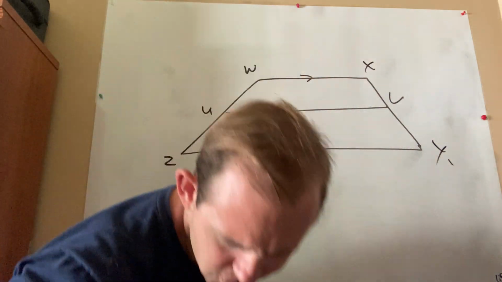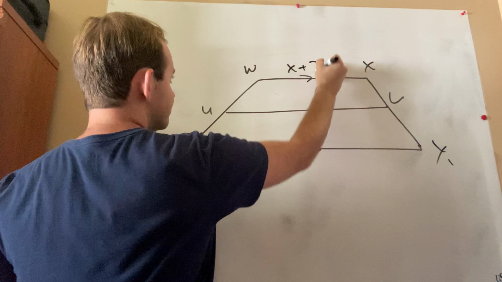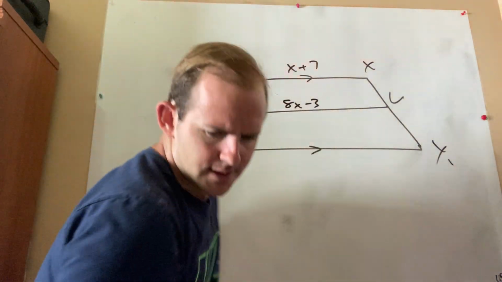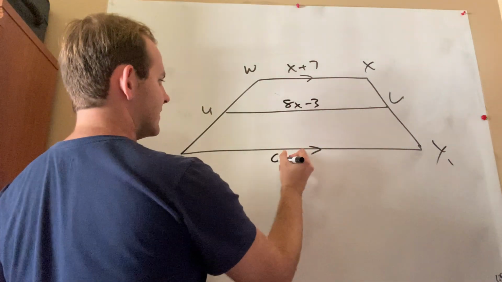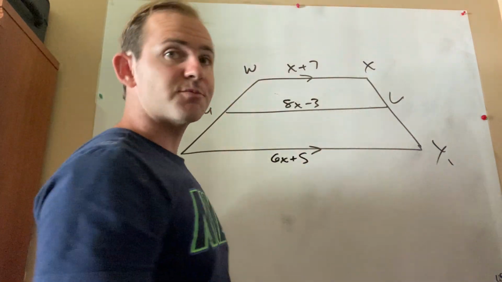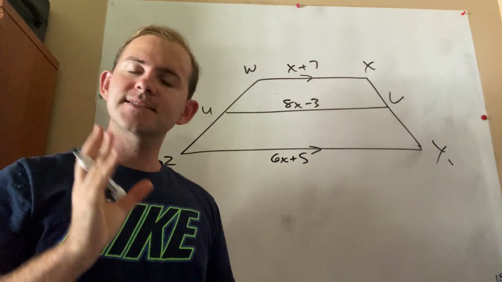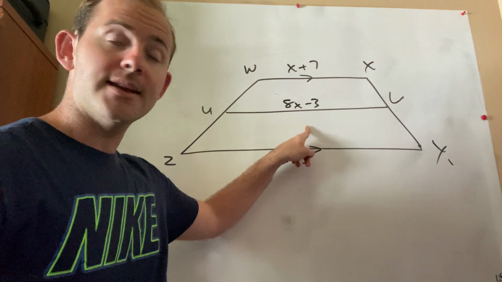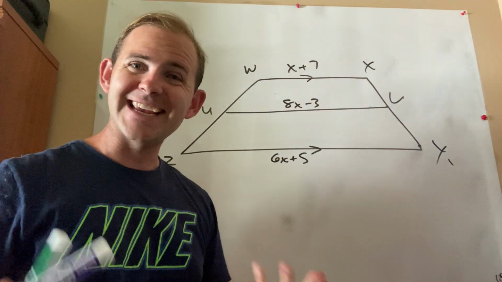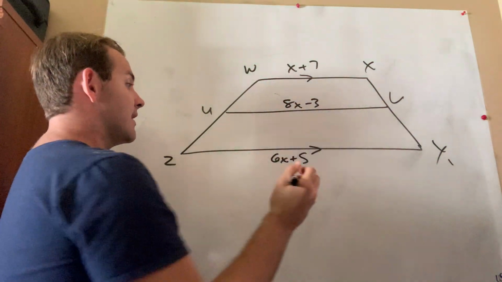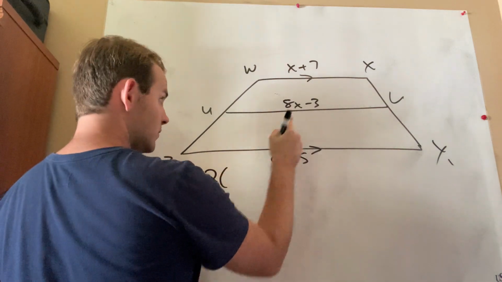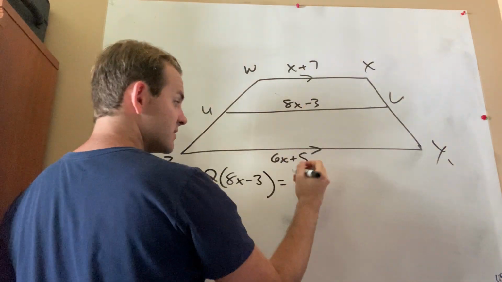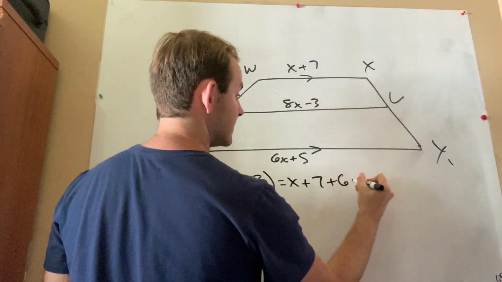All right, so I've got x plus 7. I've got 8x minus 3. And I've got 6x plus 5. All right, so even though this problem looks a little bit nasty, it's the same concept. It takes 2 times the mid-segment to make the two bases added together. So, in other words, it's going to take 2 times the 8x minus 3 to make these two added up.